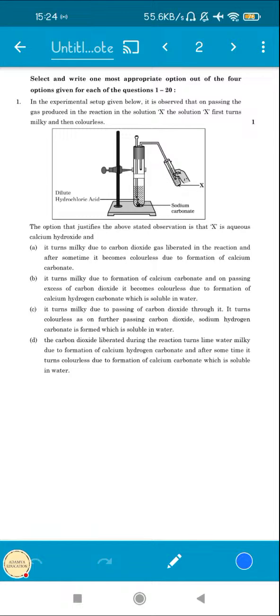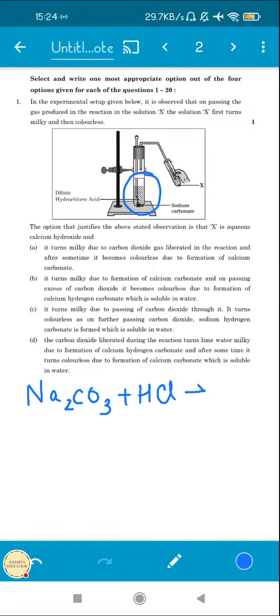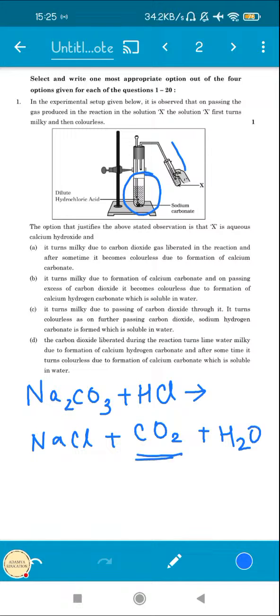Now let us see the reactions which will occur in three different parts of the experiment. First of all, inside this test tube, we have sodium carbonate and HCl. So Na2CO3, sodium carbonate, plus HCl. When they react, we are going to get a salt, NaCl. We are going to get CO2, the gas which has been passed to this experimental setup, and we are also going to get water. So this is our required gas first of all.